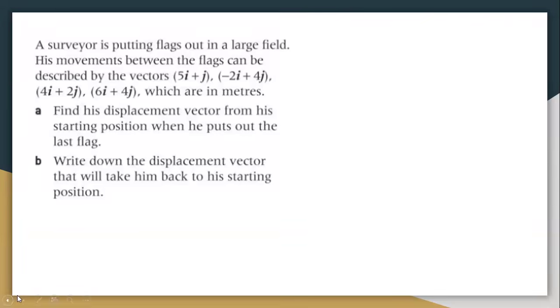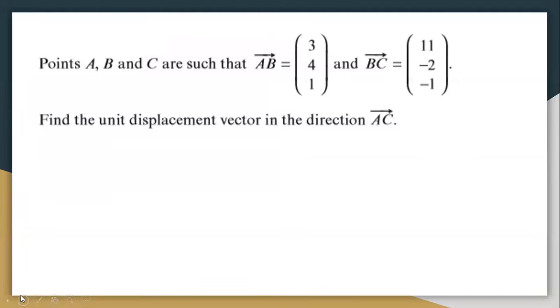Like the way we did, you had SC to come back, you get CA. And here I want you to pay attention to this word: find the unit displacement vector in the direction SC. So I expect you first obtain your SC. After obtaining SC, go on and find the unit displacement vector. So you find the unit vector.